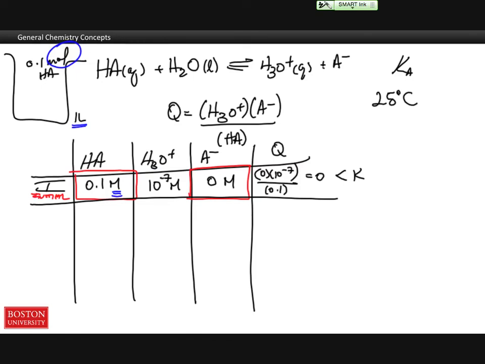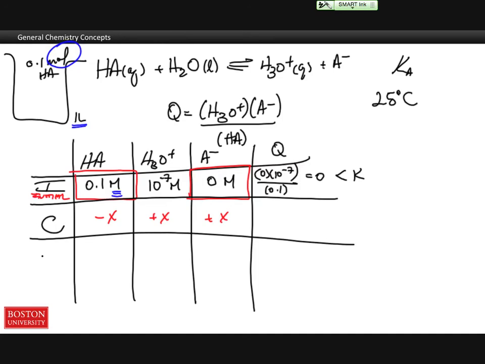So that leads me to my next row of questions, not next row of answers, my next row of questions. What change will happen? Well, since we know products have to form, we are going to form products. How much? I don't know. Some amount. But the amount that's going to form is going to be stoichiometric, so X amount of hydronium will form, X amount of A- will form, and X amount of HA will be consumed.